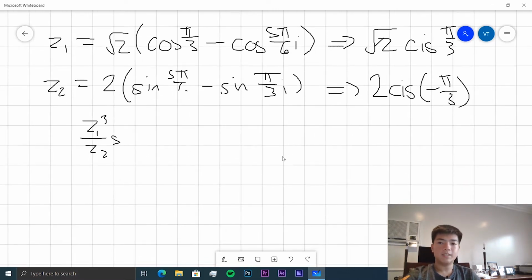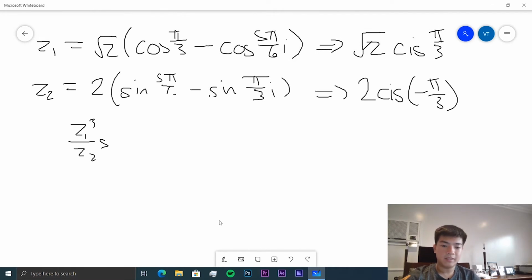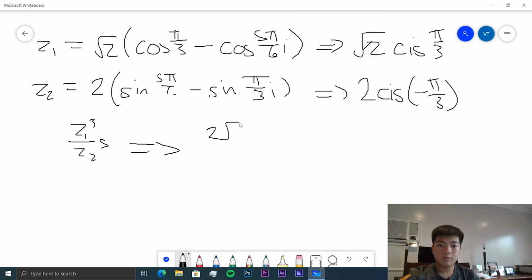So if we need to find z1 cubed over z2 to the 5, that's going to be equal to 2 square root 2 cis pi divided by 32 cis negative 5 pi over 3.